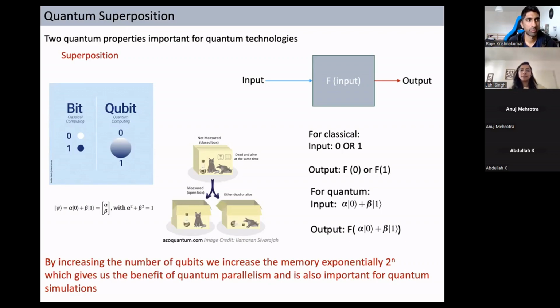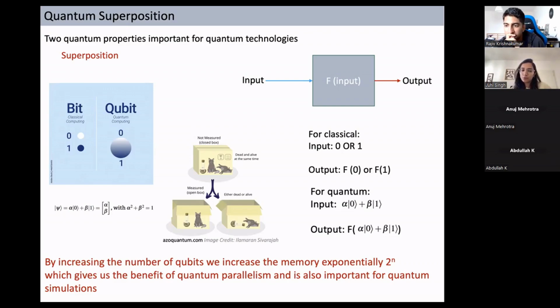This is a really interesting property that you don't get to see in classical physics. But how does it help in quantum computing? For example, say you have a function and you want to calculate its value for a given input. For classical, you give one single input, probably 0 or 1, and you get an output. Instead, for a quantum computation, you can give two basis states or two inputs in superposition, and you can calculate the cumulative output of that input state. That gives you something called quantum parallelism.